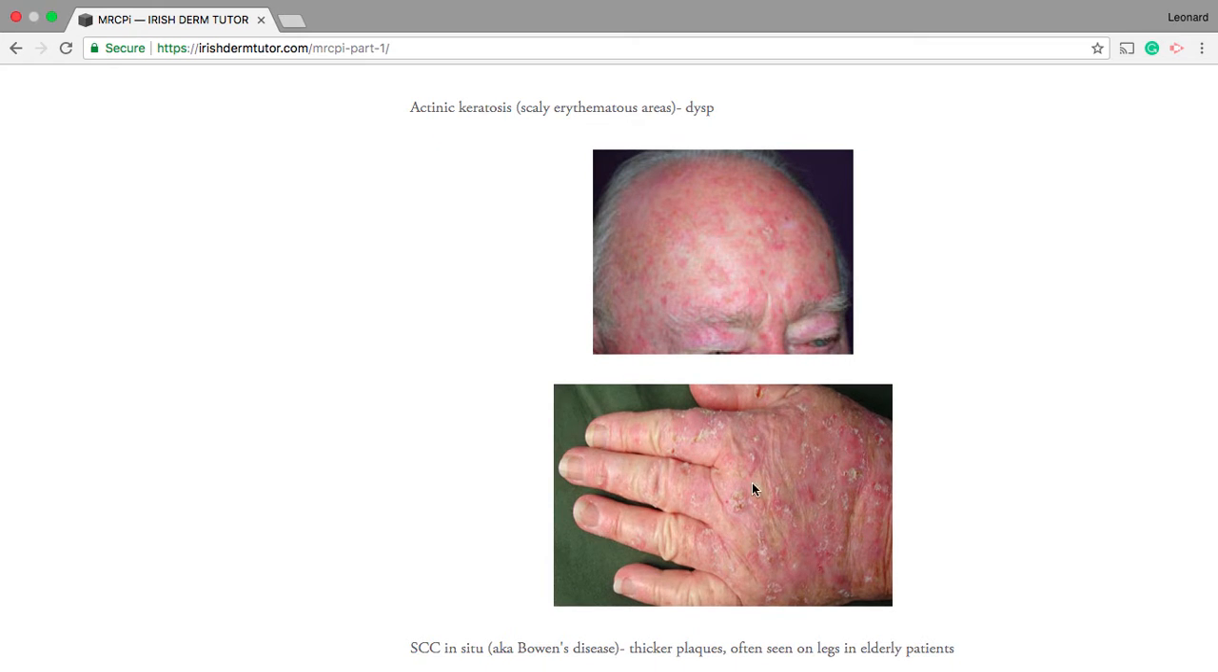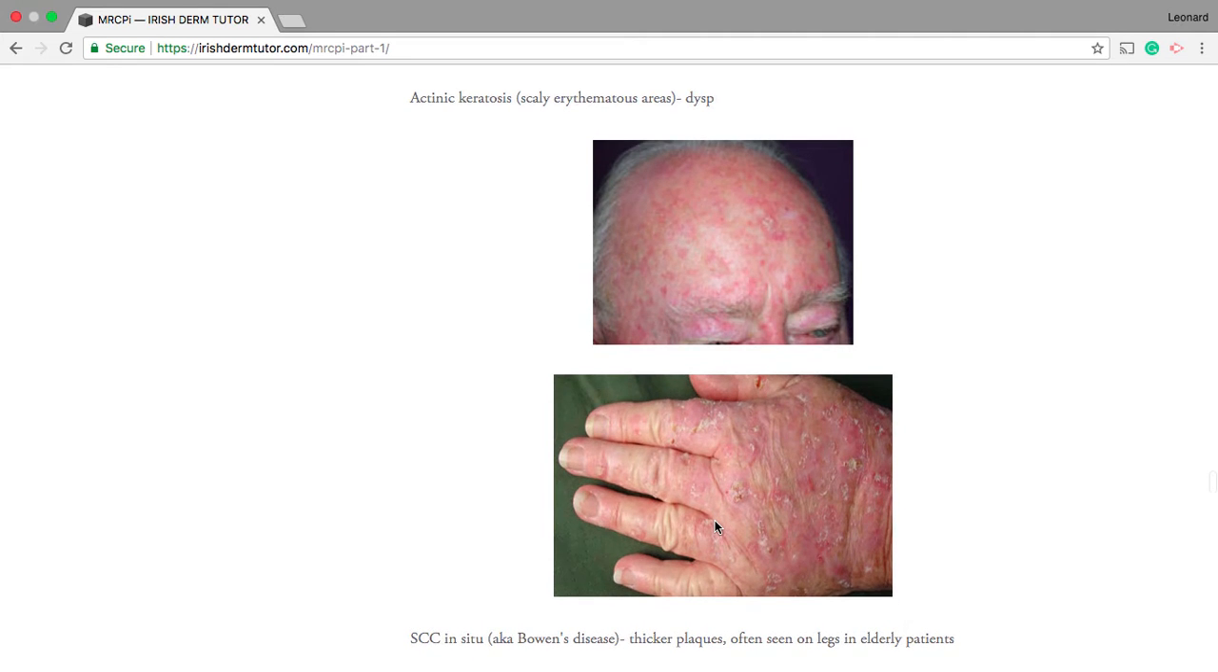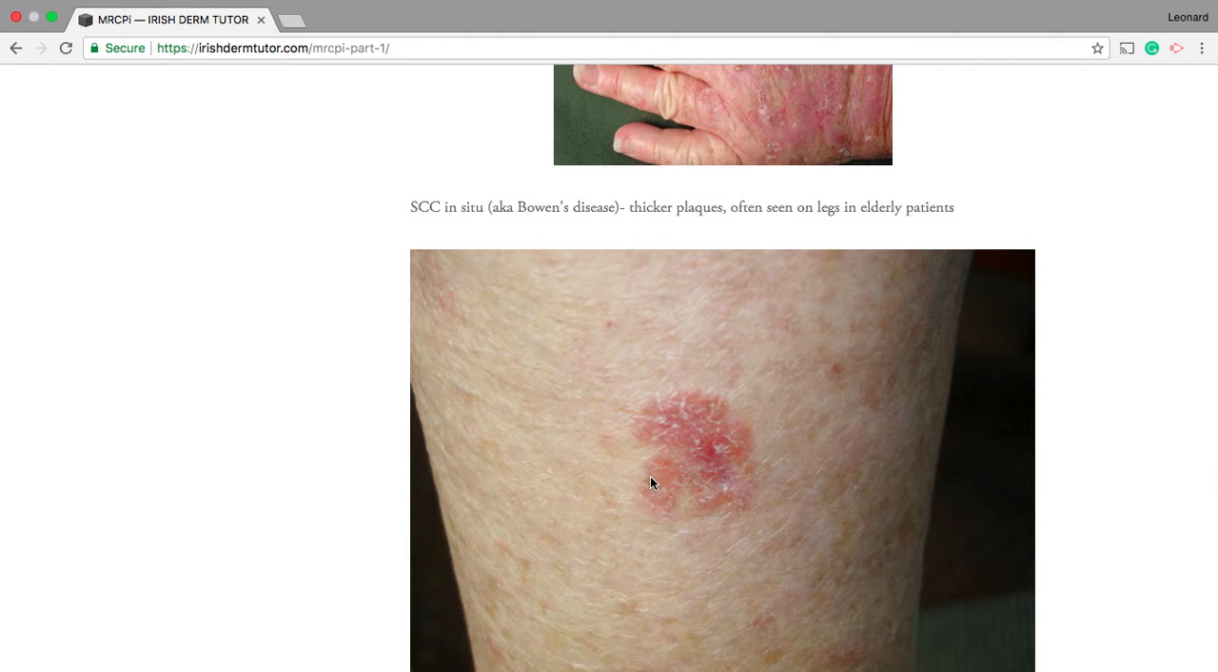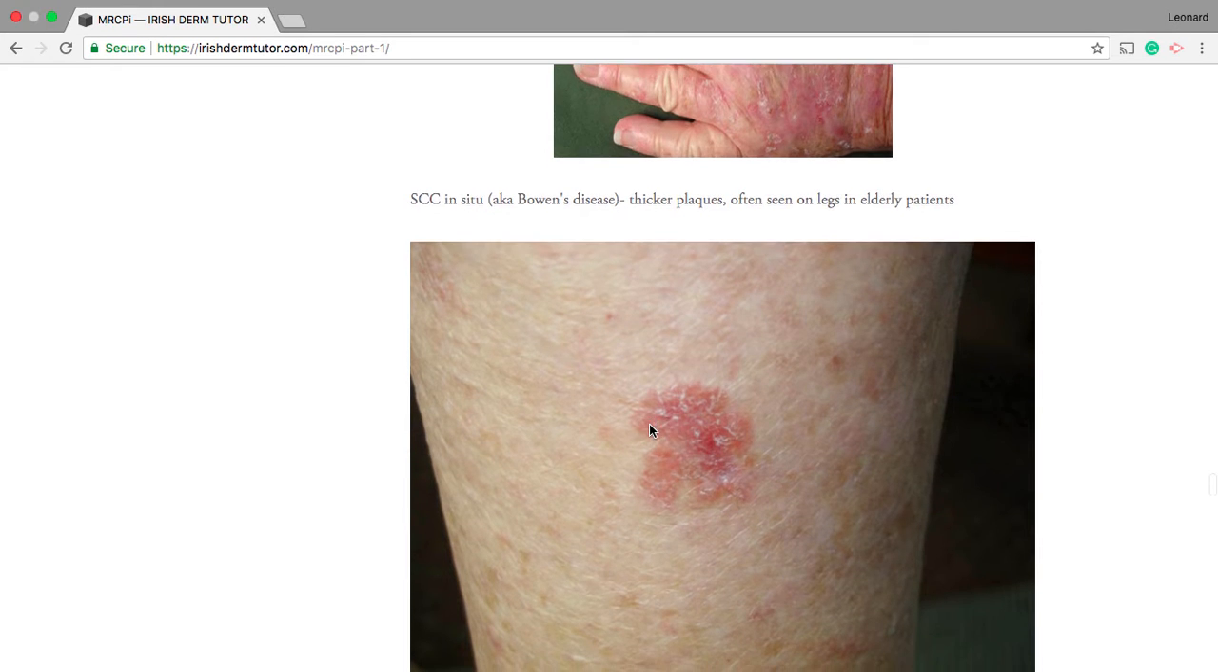And you can treat these with cryotherapy, or there are different types of creams which can cause an immune response in the skin and get rid of these actinic keratoses. Then, if the atypical keratinocytes make up most of the layers of the epidermis, it's called squamous cell carcinoma in situ, and the other name for this is Bowen's disease. And you often see these thicker plaques as seen here, and the common area we see these in are the legs of elderly patients.